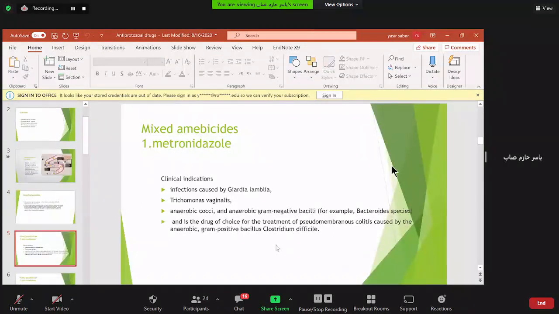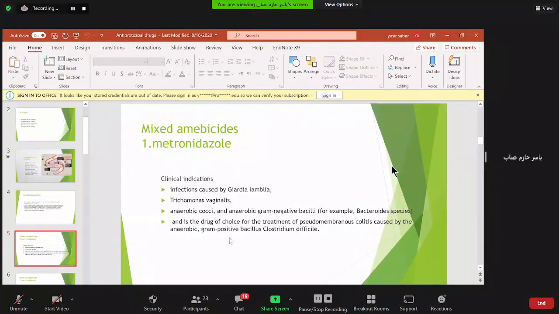حقيقة الميترونيدازول as indication هو مو فقط anti parasite، have many antibacterial antiparasitic effects. على سبيل المثال راح ناخذ بالسلايدات القادمة إن شاء الله infections caused by Giardia lamblia وTrichomonas vaginalis واللي sexually transmitted disease. حقيقة هو drug of choice against anaerobic cocci and anaerobic gram-positive bacilli مثل Bacteroides species. إضافة لكل هذا إذا تتذكرون نحن كان حكينا عن metronidazole as a drug of choice or as a treatment for pseudomembranous colitis that is caused by anaerobic gram-positive bacillus Clostridium difficile.